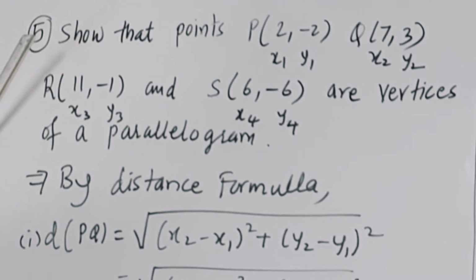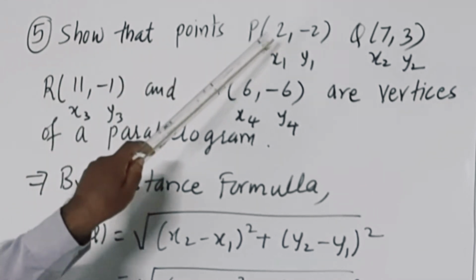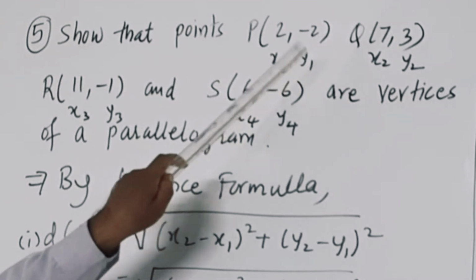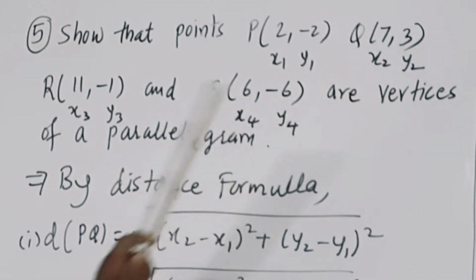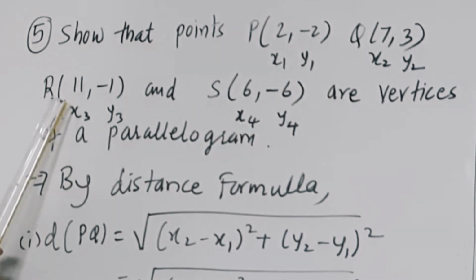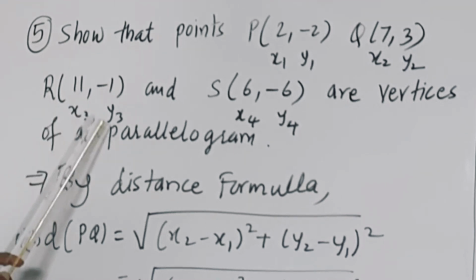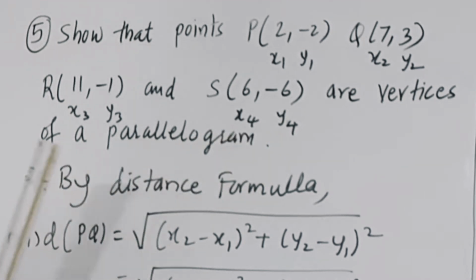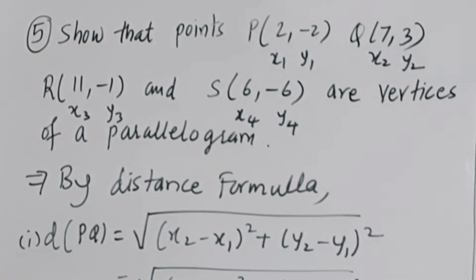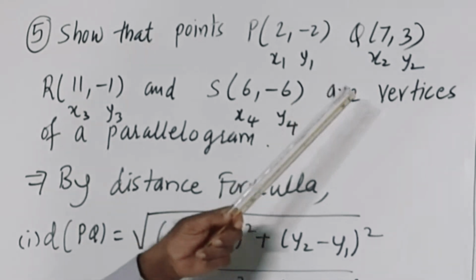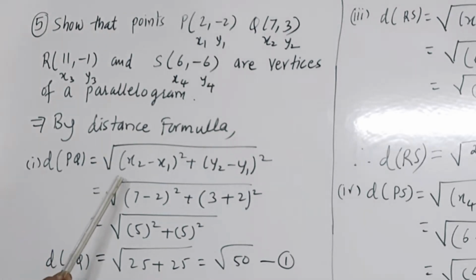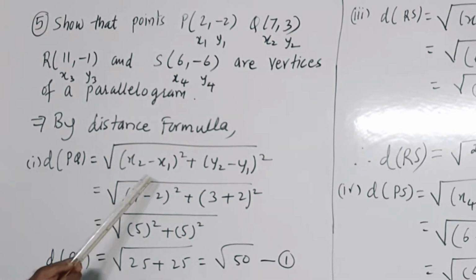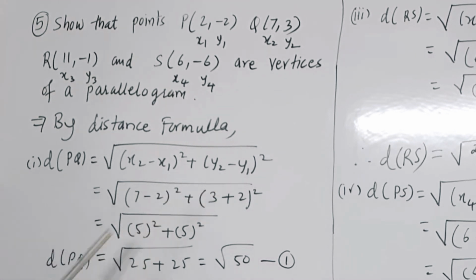Question number 5. Show that the points P(2, -2) x1, y1, Q(7, 3) x2, y2, R(11, -1) x3, y3 and S(6, -6) x4, y4 are the vertices of a parallelogram. So using distance formula, distance PQ, where coordinates are x1, y1, x2, y2, is equal to under root x2 minus x1 square plus y2 minus y1 square.